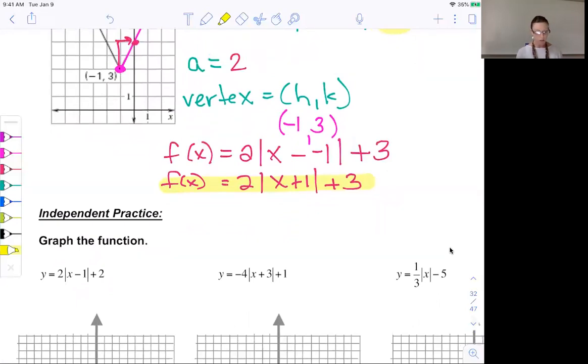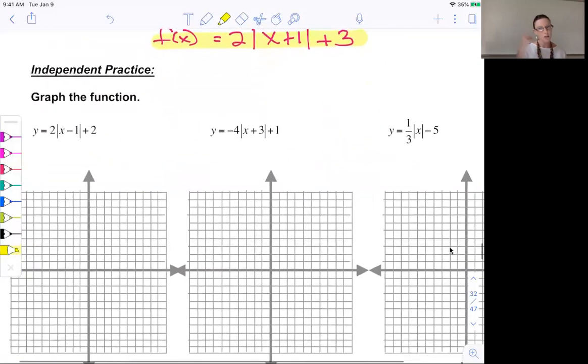So what I'd like you to do in the independent practice, we're going to do the one in the middle. And then there's a couple more warm-up problems on the other page that we're going to look at to think about transformations, but we're just going to graph this one in the middle.